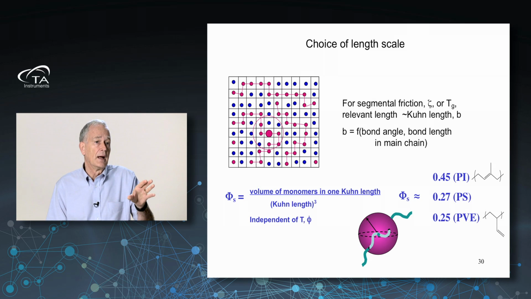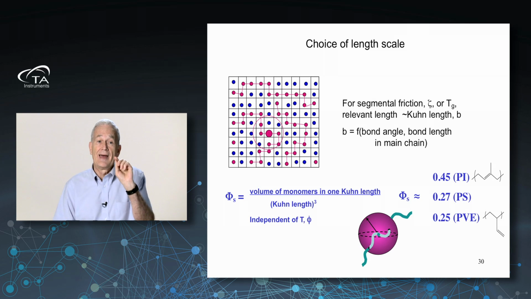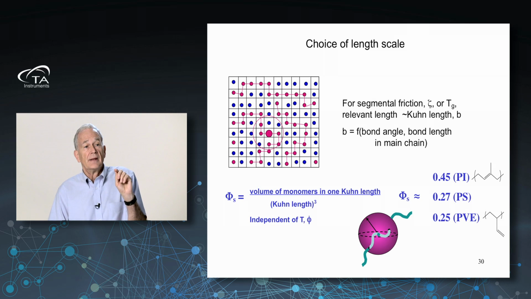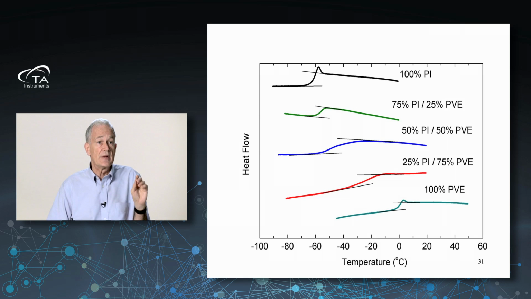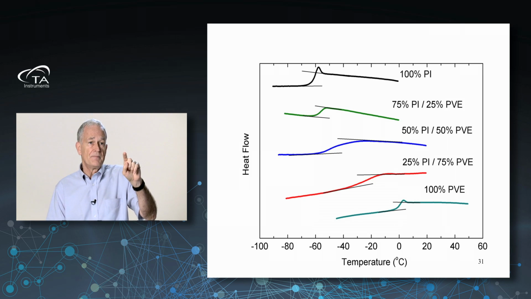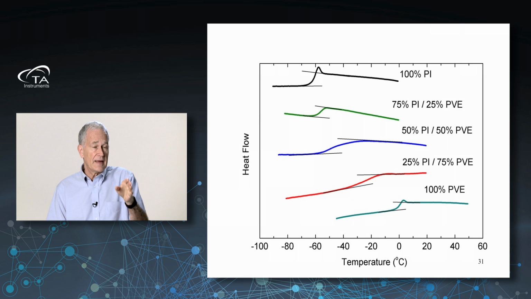So this phi S sub S is a self-concentration. We can get that self-concentration from differential scanning calorimetry. This shows a DSC plot of the heat capacity as a function of temperature. We heated up the polyisoprene, 100%, that's the black curve on the top. We heated up the polyvinyl ethylene on the bottom. And they have a sharp glass transition temperature, about -60 for the polyisoprene and about 0 for the polyvinyl ethylene.